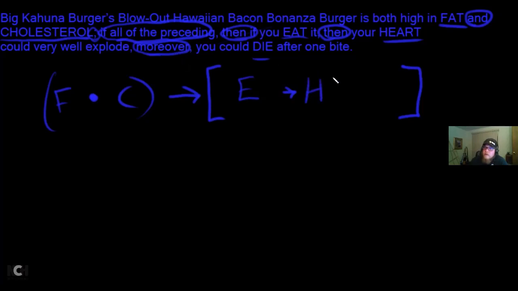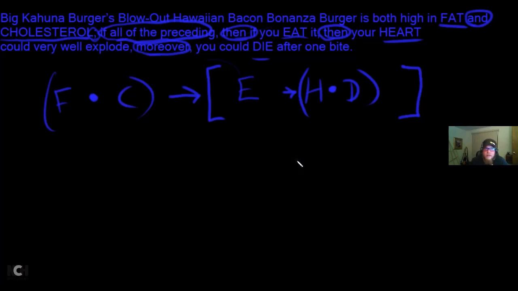Moreover, what does that mean? Oh, that's one of those fancy words that means and. Which means, by the way, here's a grouping. Moreover, you could die after one bite. There it is. So this is it. So look, this burger, all this nonsense, Big Kahuna Burgers, Blowout, Hawaiian, Bacon, Bonanza, this thing is high in fat and cholesterol. If that's true, then if you eat it, then your heart could explode and you could die. That's what this is saying. And this is the correct translation for this. So, I've done two translations.